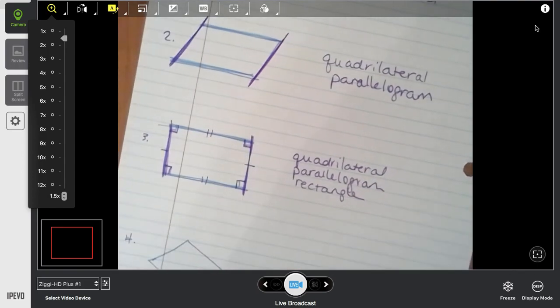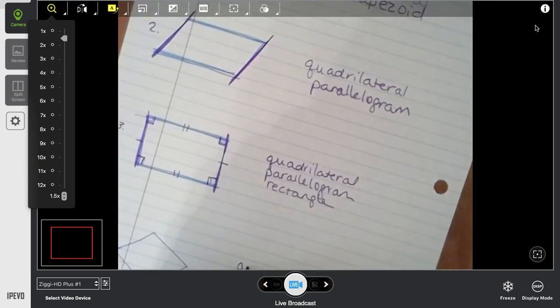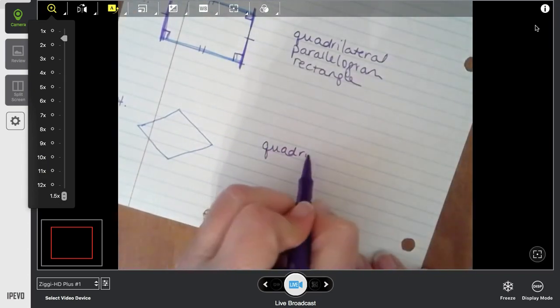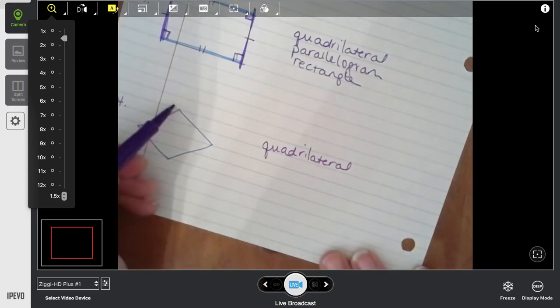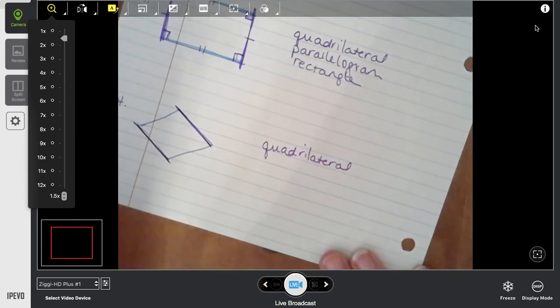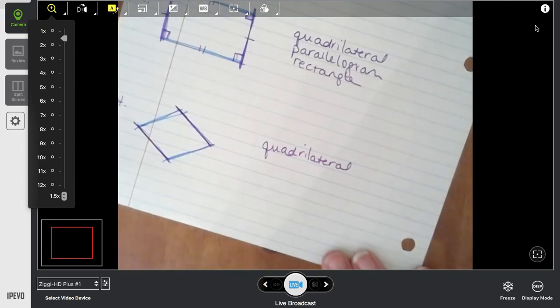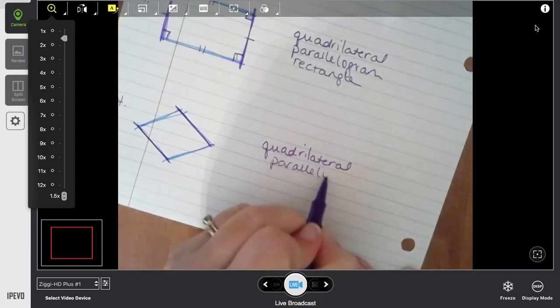Number 4, this one's got 3 names. All right, let's look at the number of sides. It's got 4, so it's a quadrilateral. Opposite sides are parallel. If I keep them going forever and always, they will never cross. Looks like a diamond on its side. So it is a parallelogram.